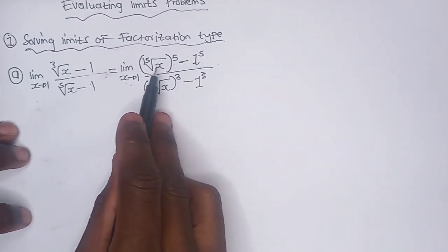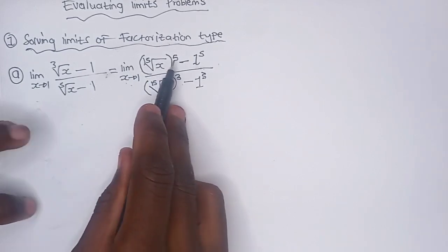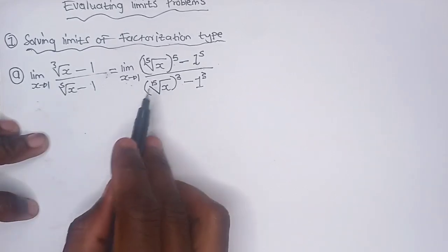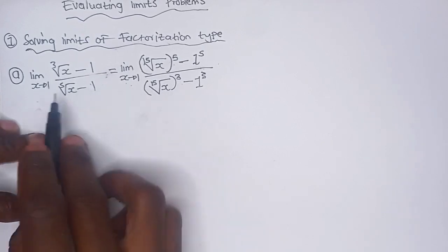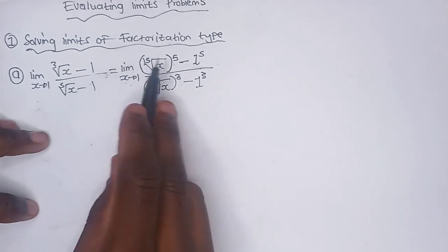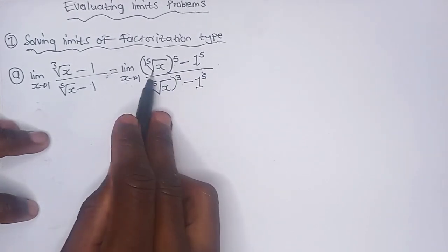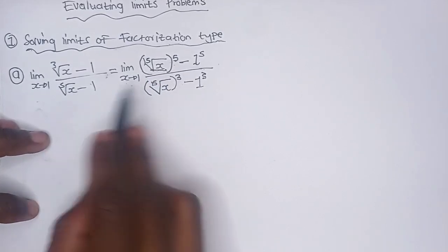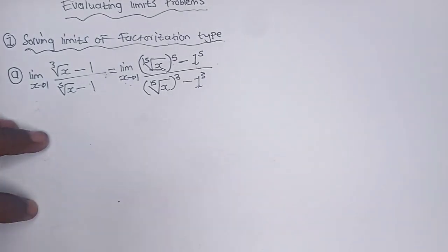You can see that the 15th root of x to the power 5 is the same as the cube root of x. And also the 15th root of x to the power 3 is the same as the fifth root of x. Remember, we can write 1 as 1 to the power 5 since our first variable, which will be for a, is power 5. And similarly, we can write 1 in the denominator as 1 to the power 3.